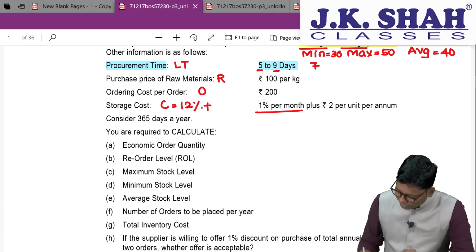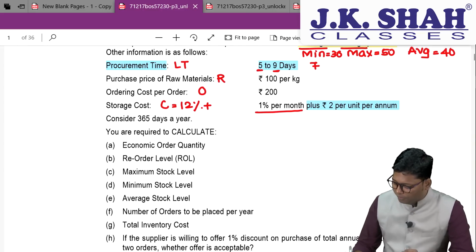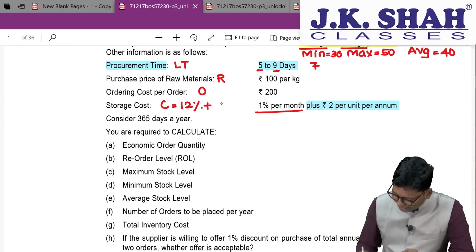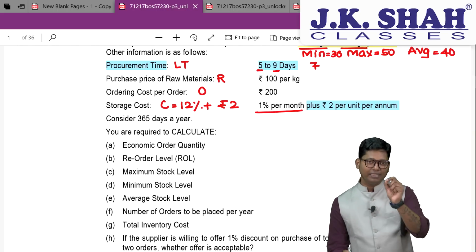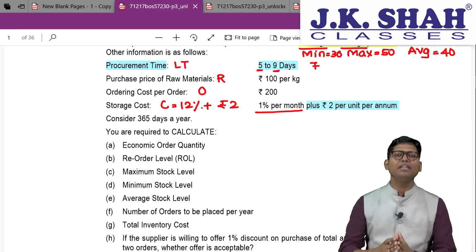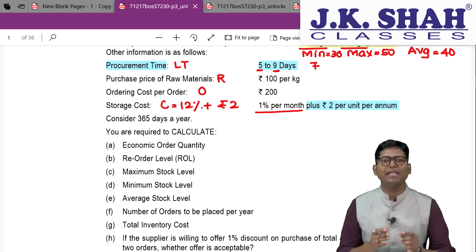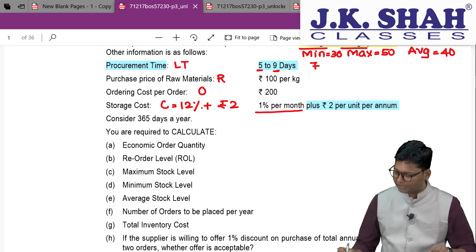In addition to this, the question itself suggests that it includes plus 2 rupees per unit per annum, meaning whatever 12% amount you calculate, you should add 2 to it. Now, sometimes the question comes like this: the carrying cost is given in percentage form. Whenever it is given in percentage form, make sure you convert this percentage into an amount by charging this carrying cost on the rate per kg, that is, the purchase price per kg.